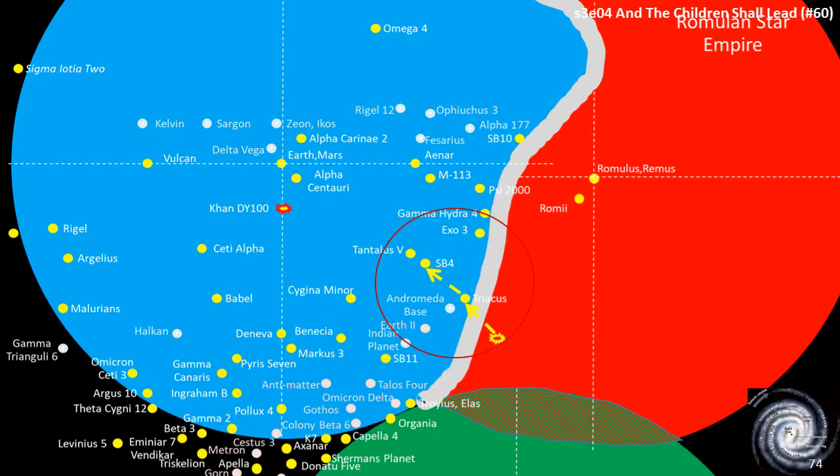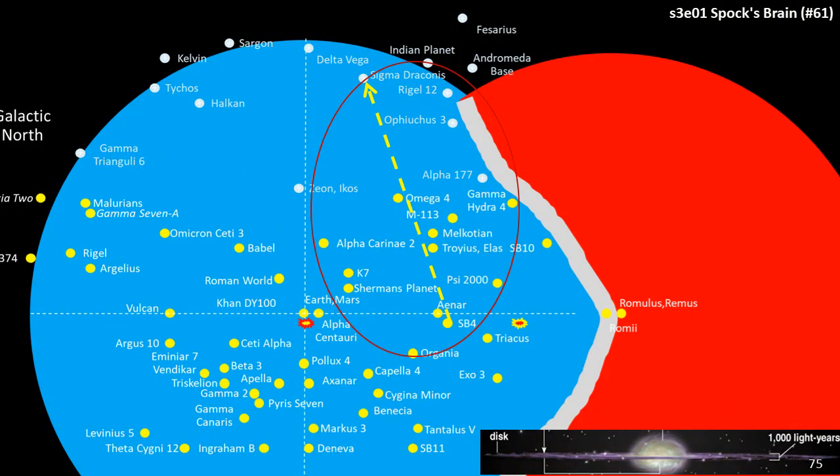In the episode And the Children Shall Lead, the Enterprise first goes to Triacus, a research planet, and then on to Starbase 4. I have to assume they are all close to the Romulan borders. We now return to a side view of the galaxy. In Spock's Brain, the Enterprise travels to Sigma Draconis.